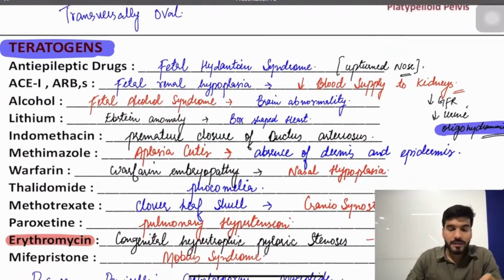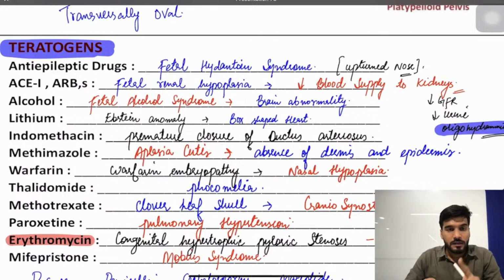Okay, remember the teratogenic effects. Anti-epileptic drugs cause fetal hydantoin syndrome, ACE inhibitors cause fetal renal hypoplasia, alcohol causes fetal alcohol syndrome, lithium causes Ebstein anomaly, indomethacin causes premature closure of the ductus arteriosus, methimazole causes aplasia cutis, warfarin causes warfarin embryopathy. That's why we use low molecular weight heparin. Is that clear? After organogenesis we usually use warfarin, but again by 36 weeks we have to stop and start low molecular weight heparin.